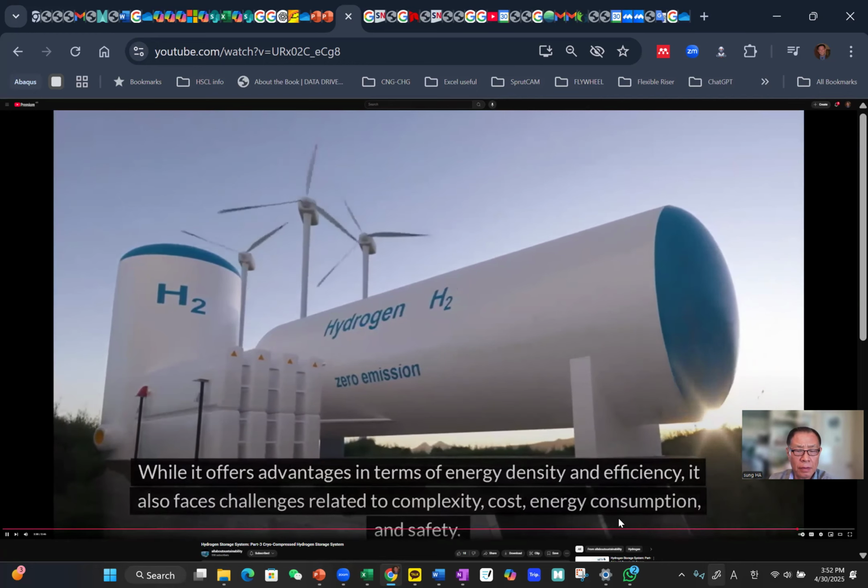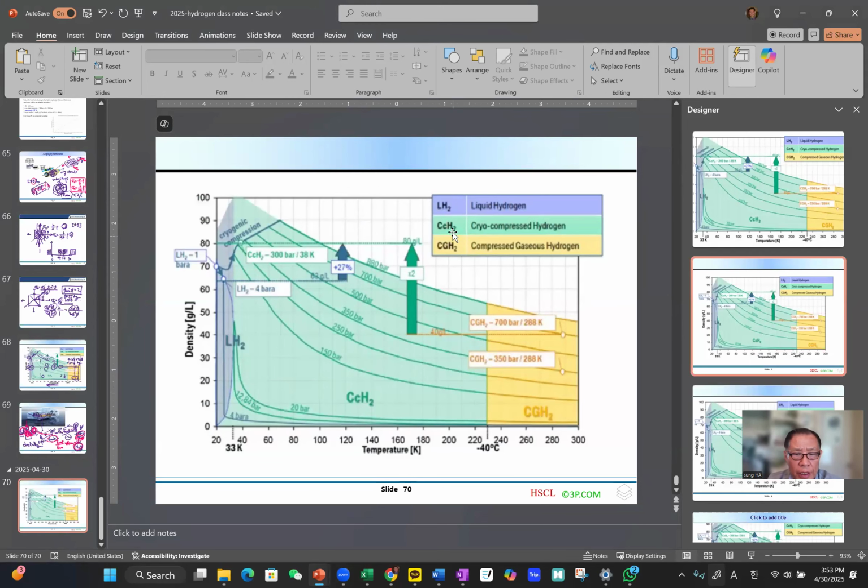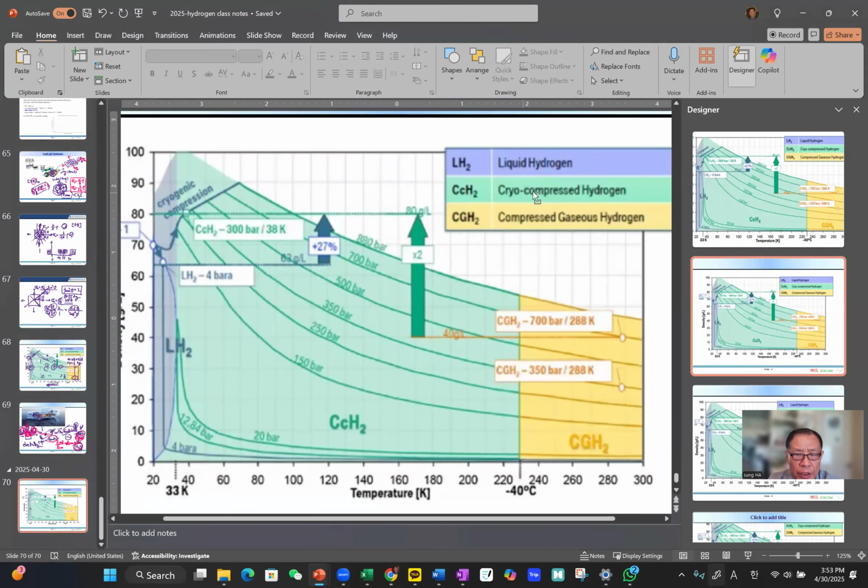Again, for the CCH2, as shown here, cryogenic compressed hydrogen is in the region over here, but practically in this region over here, at 300 bar, and then somewhere here the temperature is higher than minus 253. There's boiling off, the boiling temperatures.